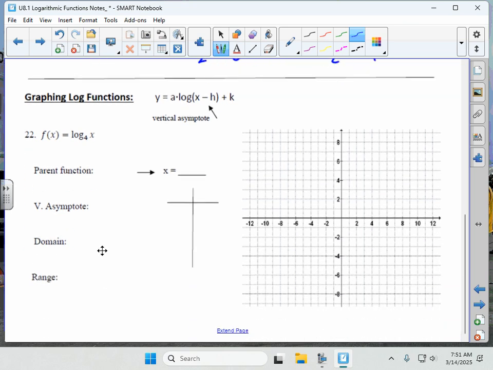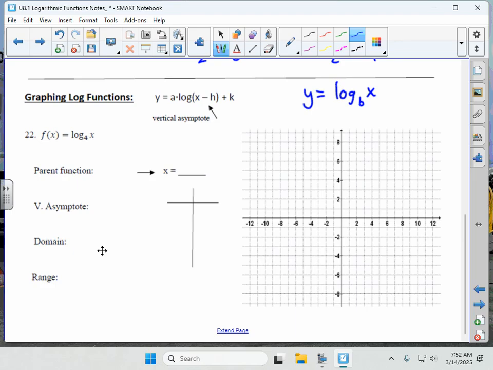All right, so graphing. We're going to do the same thing that we did with all the other graphing. We have a parent function, make an XY table, and then we can do our transformations. With log functions, like we saw at the very beginning, we have vertical asymptotes instead of horizontal asymptotes. So our parent function is always going to be y equals log base b of x. That's where we're going to start.